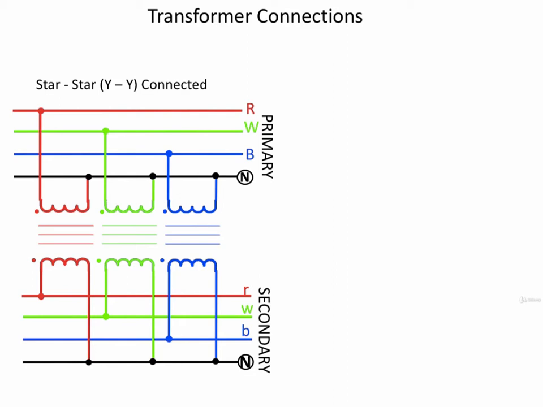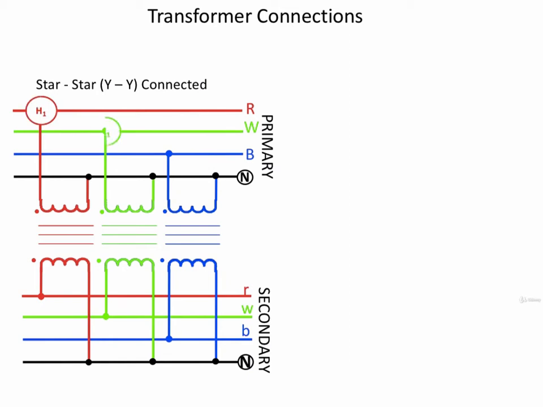These neutrals, primary and secondary, are not necessarily connected together, and sometimes they're grounded or not grounded, and sometimes one is and the other isn't, and sometimes they both are. But if they both are, then of course they are considered connected together.